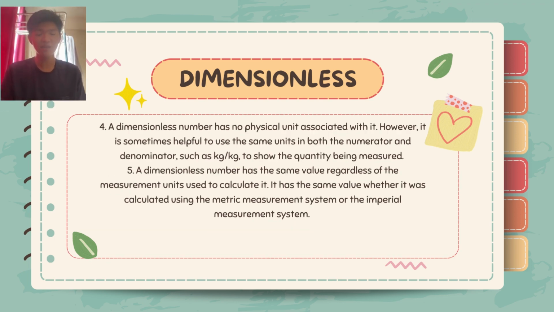A dimensionless number has no physical unit associated with it. However, it is sometimes helpful to use the same units in both the numerator and denominator, such as kg per kg, to show the quantity being measured. A dimensionless number has the same value regardless of the measurement units used to calculate it. It has the same value whether it was calculated using the metric measurement system or the imperial measurement system.